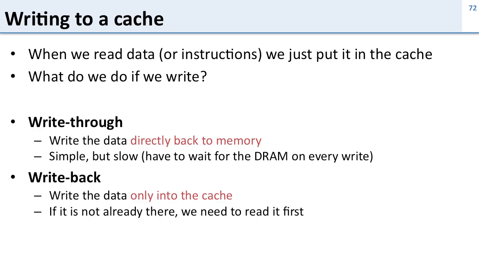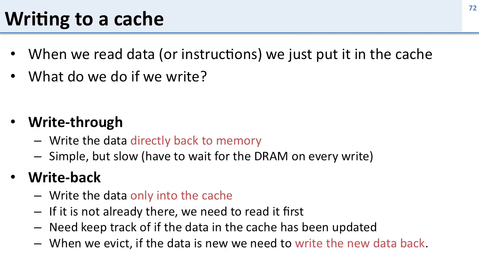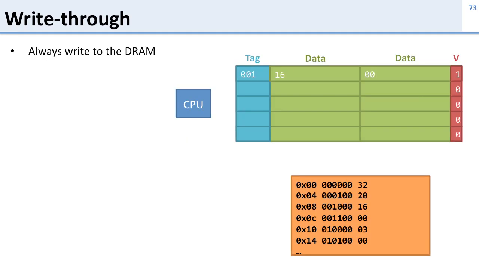complicated. If the data is not already in the cache, then we need to go load it into the cache first so that we can write it into the cache, and we need to keep track of what data we've written to in the cache. Because if we write to data in the cache, then we need to remember that when we evict the line. If we evict data we've written to, we need to write it back to the memory. So we need to keep track of whether this data is dirty. That is, it's been written to and needs to be written back to the DRAM when it's done.